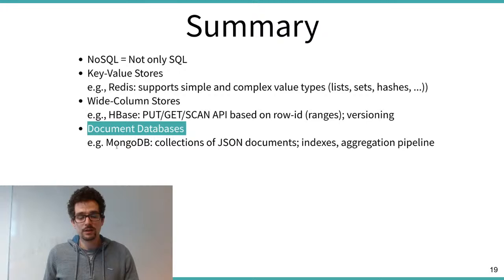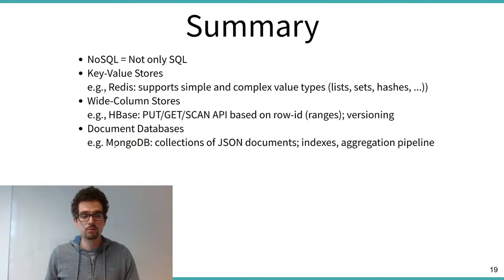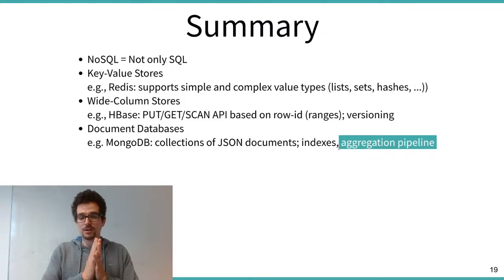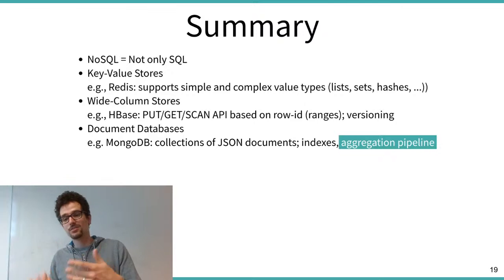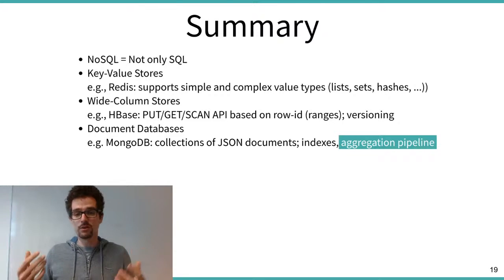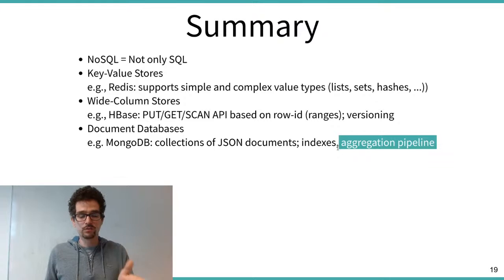For document databases, which store, for example, JSON documents, we took a look at MongoDB. MongoDB supports indexes and simple queries like the find command, and complex queries with the aggregation pipeline. The idea behind the aggregation pipeline is similar to Gremlin. We start with all documents and then filter only those that match a specific predicate. Then we group, then we unnest arrays, then we build arrays again and so on. So this is one step after the other.